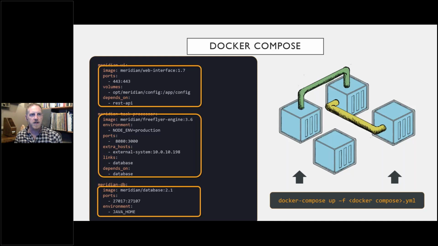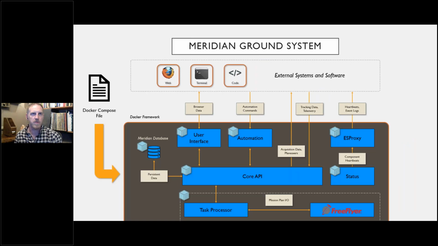So when we want to get all of this up and running, we essentially take this file and we command Docker to run using this file, and we get the entire Meridian ground system. So that's really the power of Docker. With a single file, we can really stand up an entire ground system at once. And what we get is a running instance of Meridian that looks something like this when it's deployed.